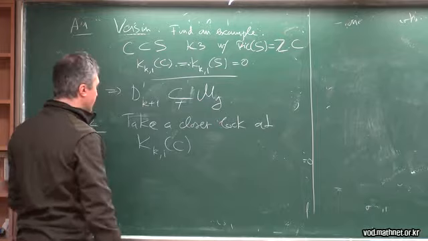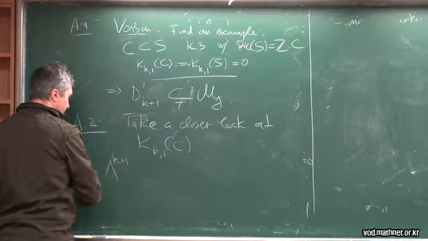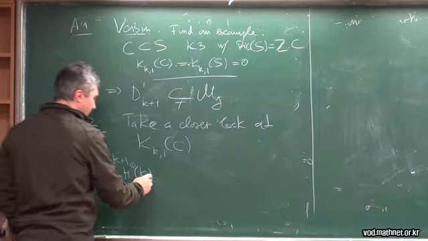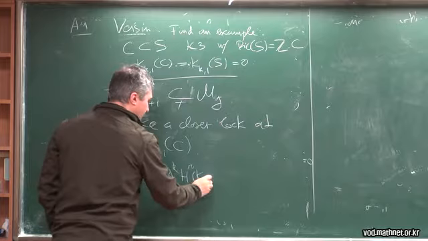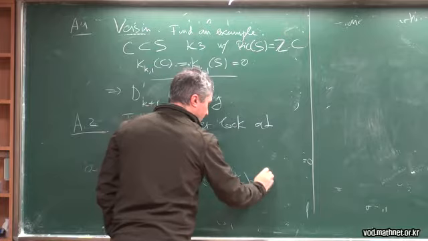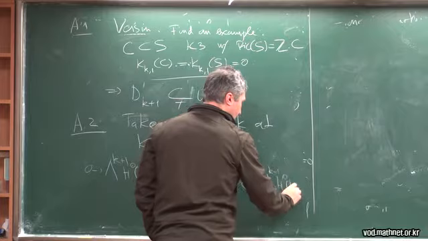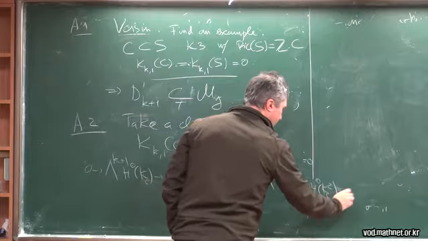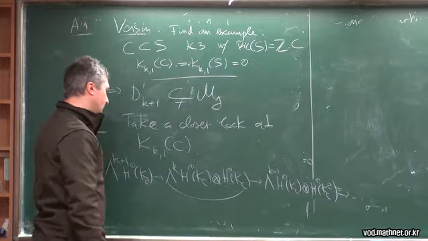Just applying the definition of Koszul cohomology, you take this Koszul complex, which is wedge^{k+1} of H^0(K_C) tensor H^0(K_C), goes to wedge^k H^0(K_C) tensor H^0(K_C^2), and so on. And you take the cohomology here. Okay, so K_{k,1} is the cohomology here of this complex.